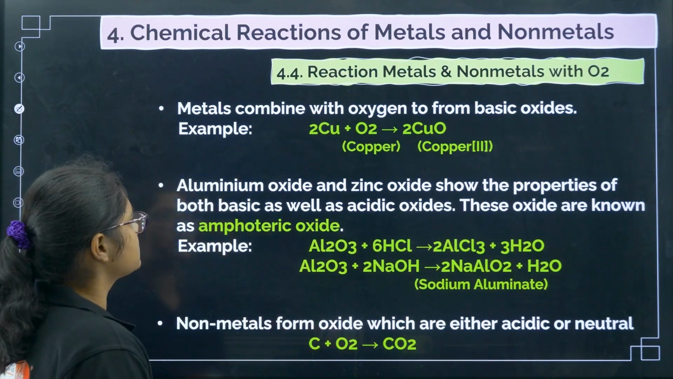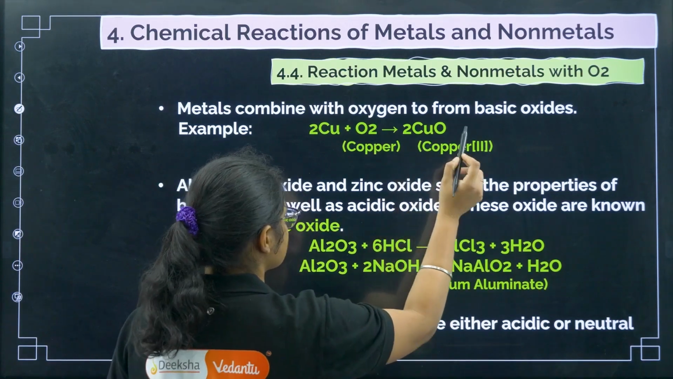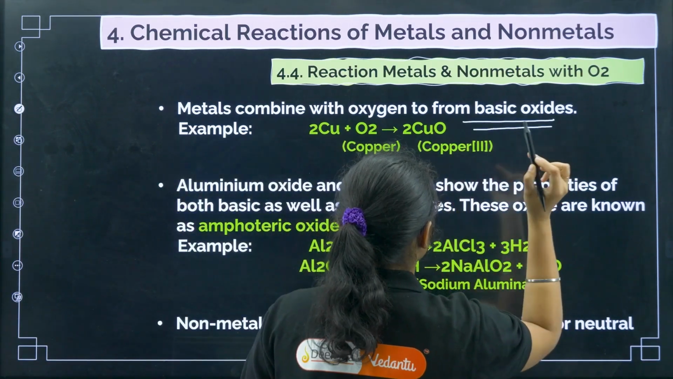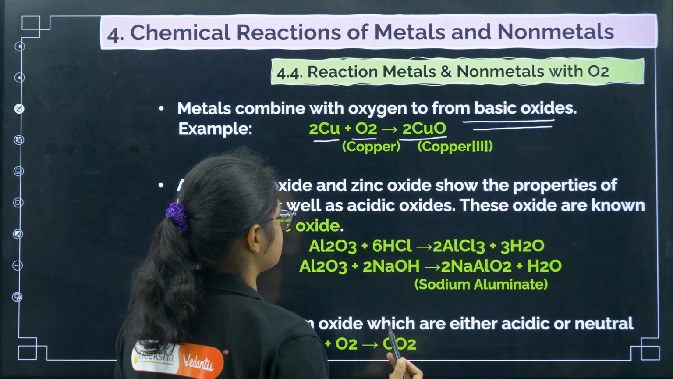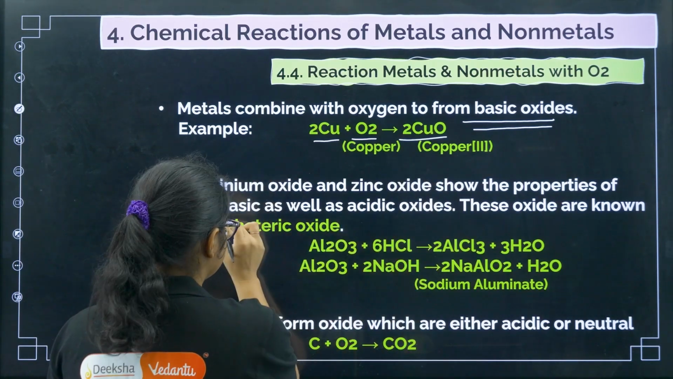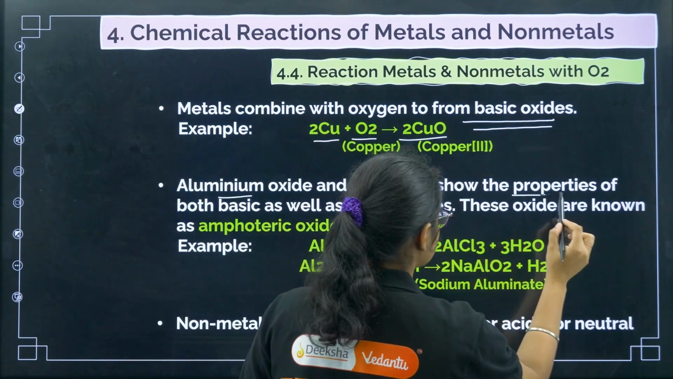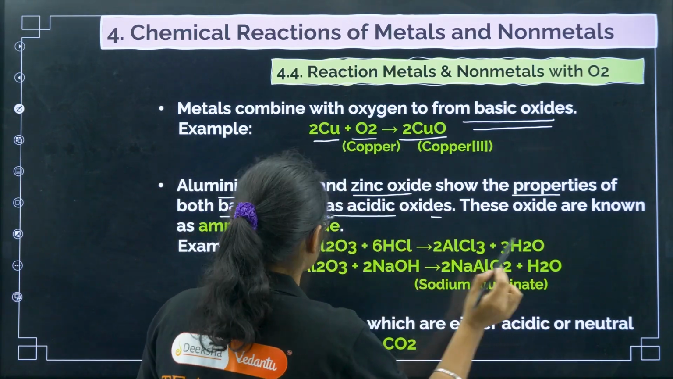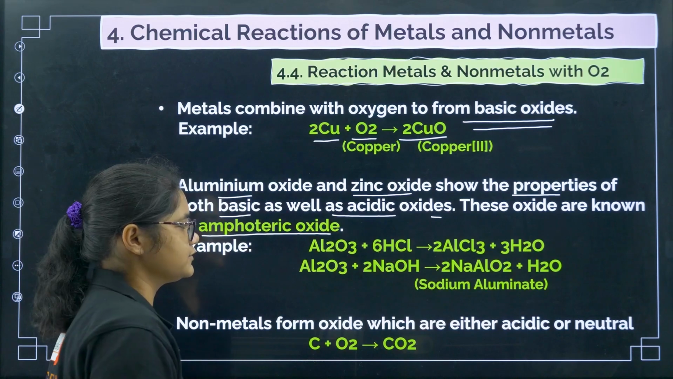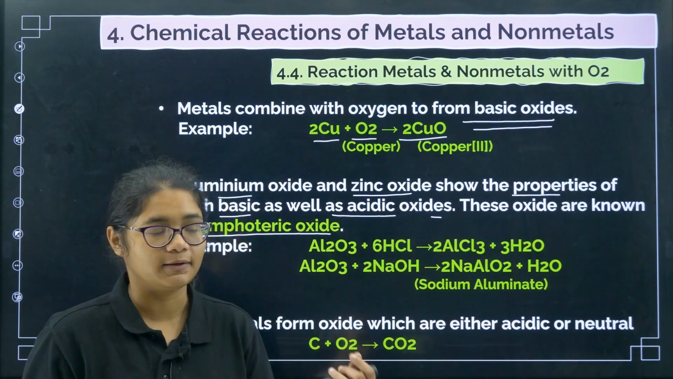Okay, so with oxygen what happens? Metals combine with oxygen to form basic oxides. Okay, so you can see copper is a metal, reacts with oxygen to give you copper oxide. Now aluminium oxide and zinc oxide show the properties of both basic as well as acidic oxides. These oxides are known as amphoteric oxides. Okay, so this is a very important question here.